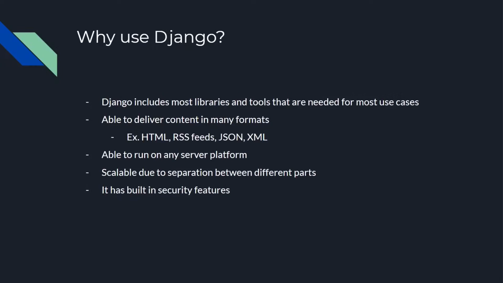So why should you use Django? Django takes a batteries included philosophy, meaning it includes most libraries and tools that are needed for almost anything a developer might want to do. It is able to deliver content in almost any format, it is able to run on any server platform, and it is easily scalable due to separation between different components. It also has built-in security features that protect against common mistakes that lead to security risks.